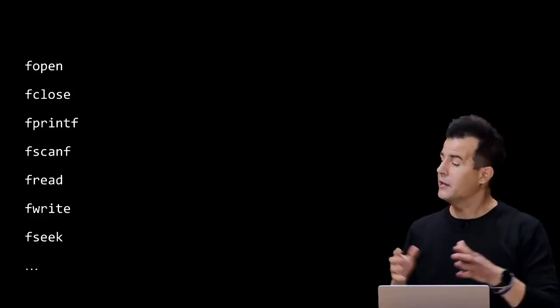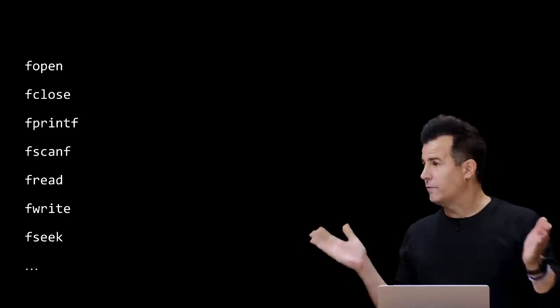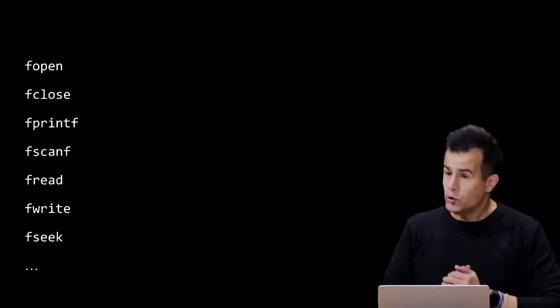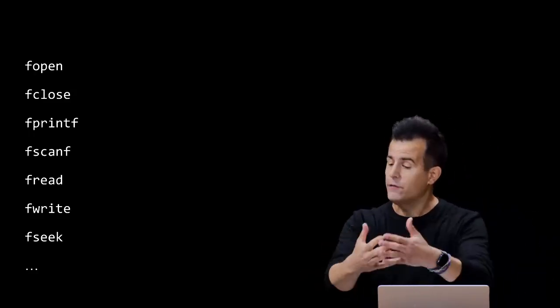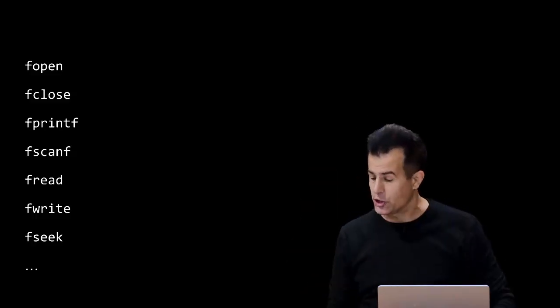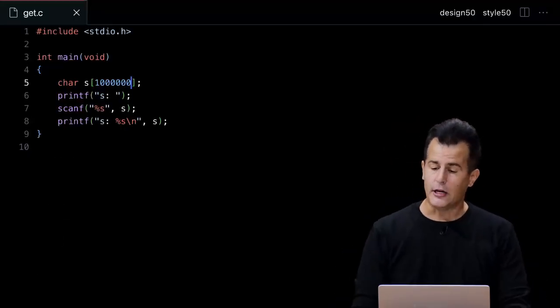Here are just some of the functions that come with the programming language C that allow you to open files, aka fopen, close files, aka fclose, print to a file, scan from a file, read a file, write to a file, lots of different functions, some of which we'll explore this coming week. But why don't we first use them to solve a problem here in VS Code.